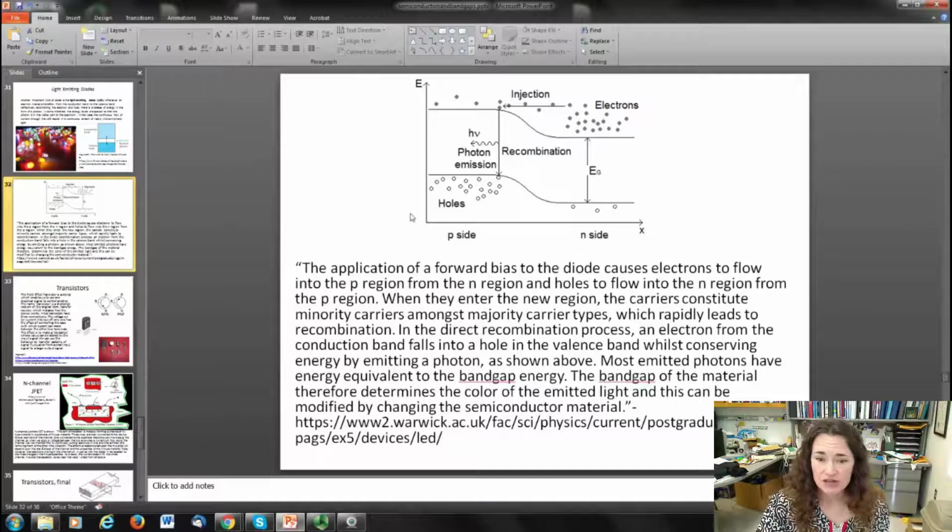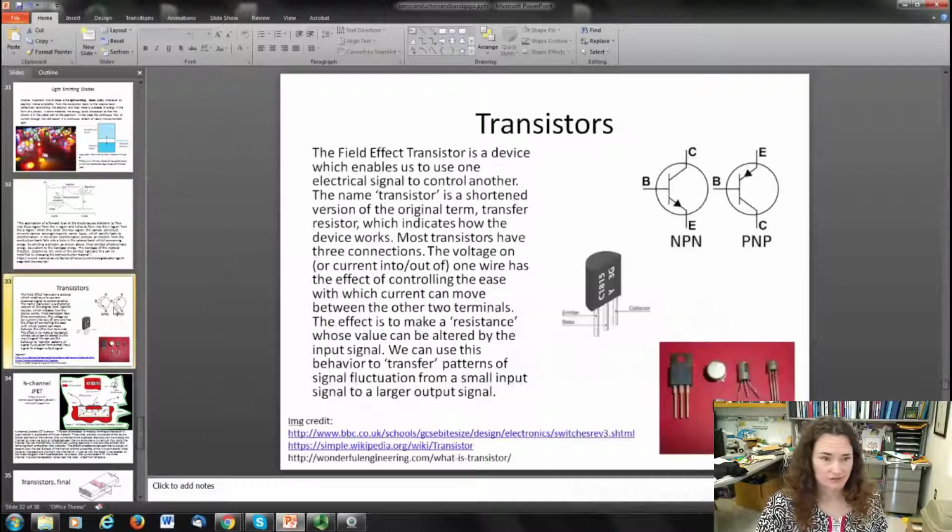Most emitted photons have an energy equivalent to the band gap energy, and the band gap of the material can therefore determine the color of the emitted light, and that can be modified by changing the semiconductor material or doping it differently. So LEDs and diodes are two of the groovy little devices that you can create from semiconducting materials.